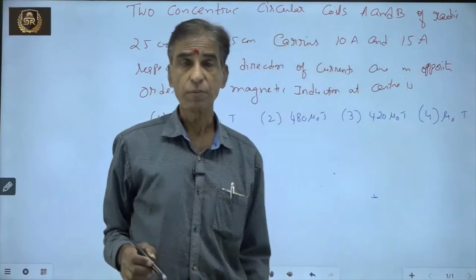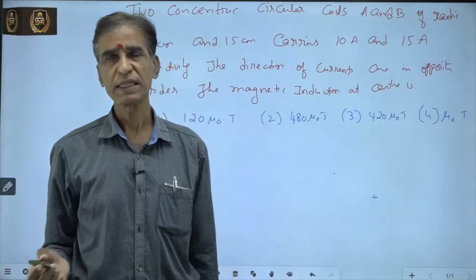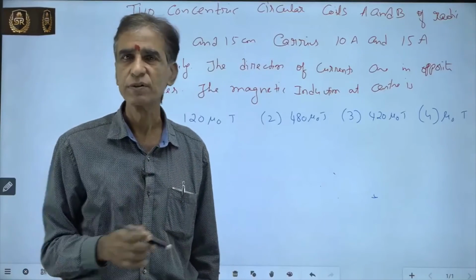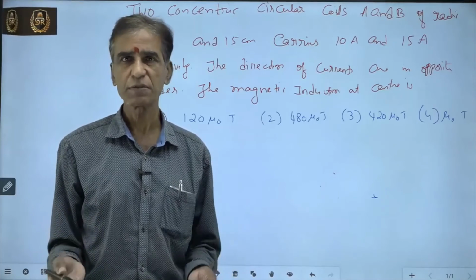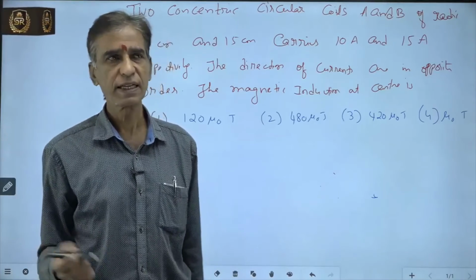So the opposite order only you have to take, because we are calculating magnitude. When you are calculating magnitude, you take the larger value as positive and the smaller value as negative.